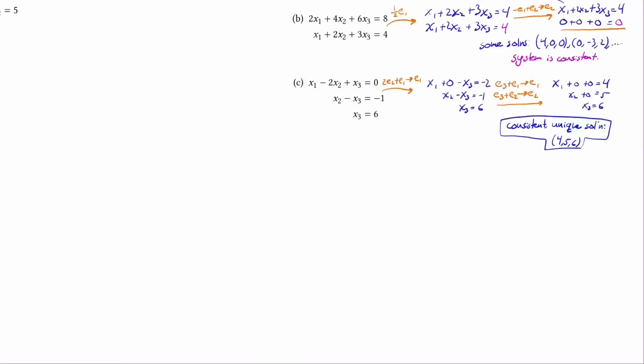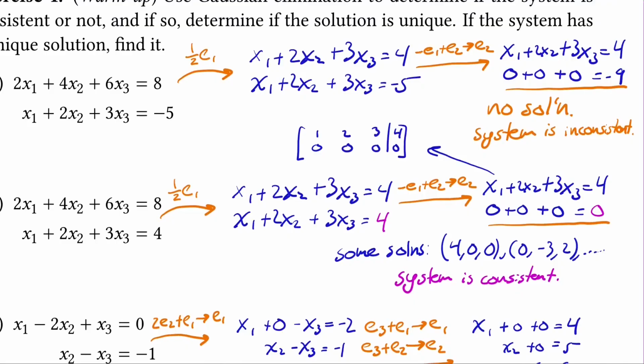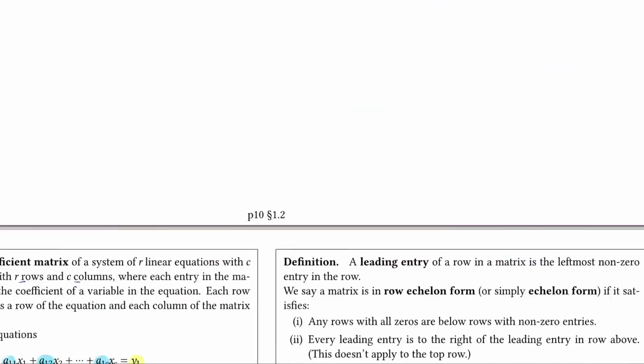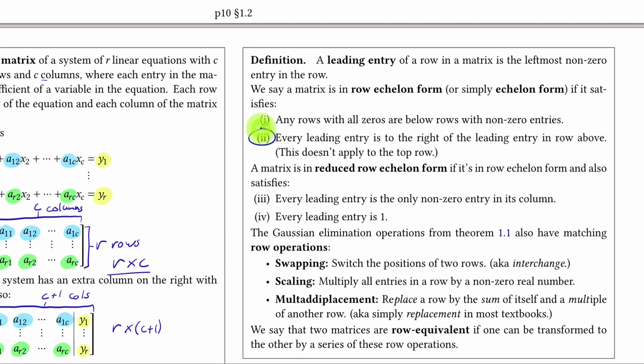But that might matter, for example, in something like the exercise 1 warm-up where you have a row of all zeros. That needs to be on the bottom. So that's condition 1. Just get all your all zero rows on the bottom. Condition 2 is the really important one. It says every leading entry is to the right of the leading entry in the row above. And that doesn't apply to the top row, which doesn't have any rows above it.